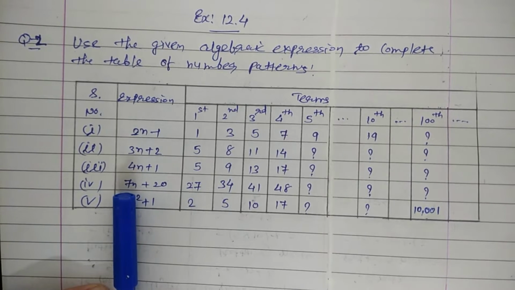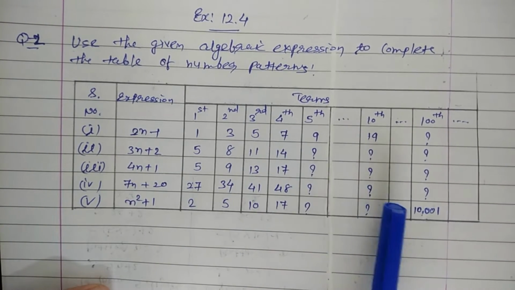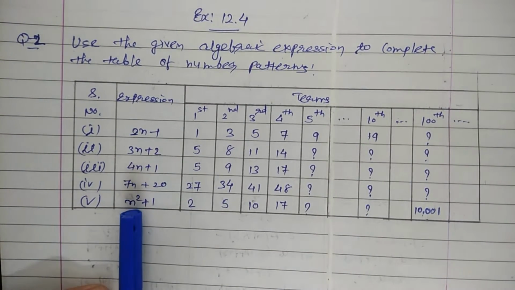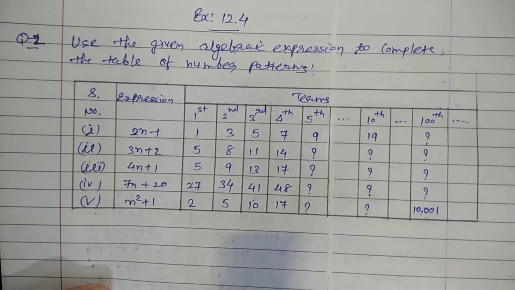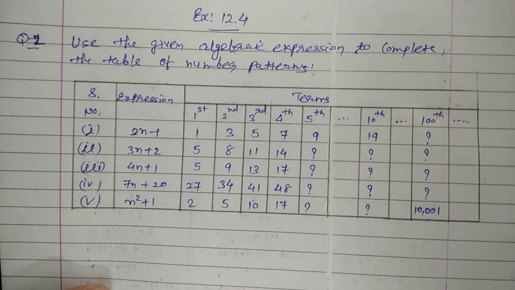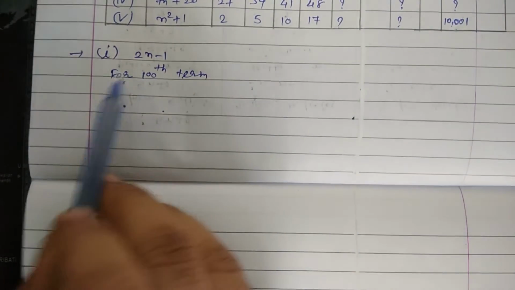In the same way, in expression 7n plus 20, the fifth, 10th and 100th terms we have to find. And in the n square plus 1 expression we have to find the fifth and 10th terms. The 100th term is given, that is 10,001. So let's solve this sum.